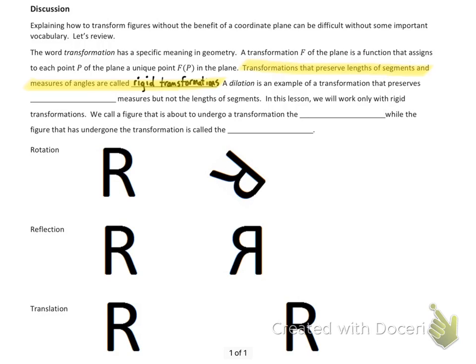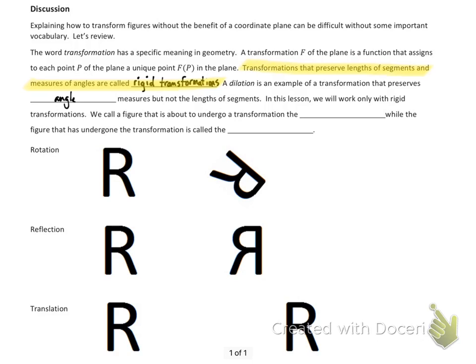And we'll talk about the actual process for doing that when we get to that point, but that won't be till like halfway through the year. So in the meantime, we'll just not worry about that. But a dilation is an example that preserves angle measures, but not the lengths of the segments. So we're only going to work with rigid transformations.